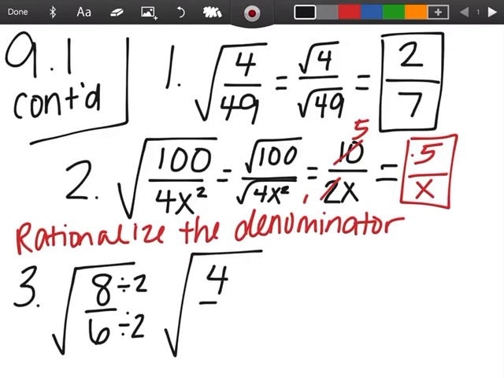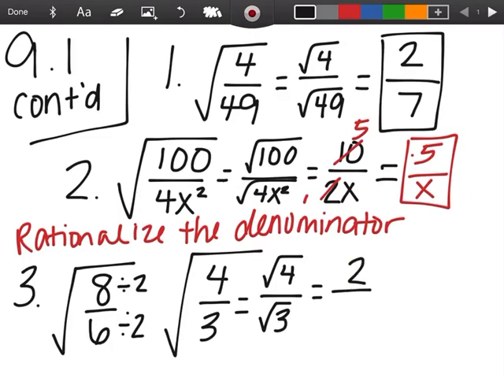So the square root of 8 over 6 is the same thing as the square root of 4 over 3, which is the same thing as the square root of 4 over the square root of 3. Now, the square root of 4 is 2. And the square root of 3 is not simplifiable. So I'm not going to write 1.7, I think it is. This would technically be almost my answer.